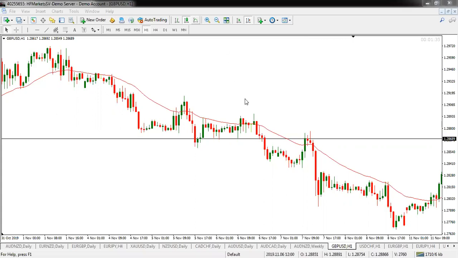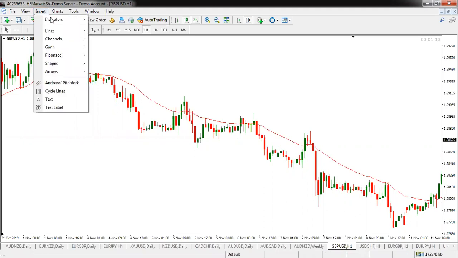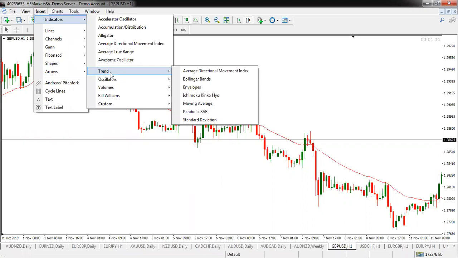So, like I was saying earlier before that happened, this line is called exponential moving average, and it is the only indicator you'll be permitted to use. So how do I use this indicator? How do I put it on my chart? Come to insert, go to indicator, then click on trend, and then click on moving average.